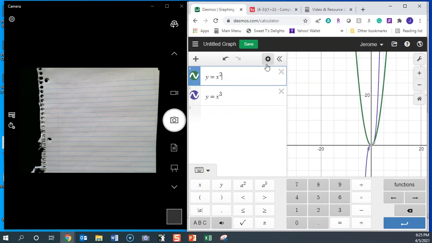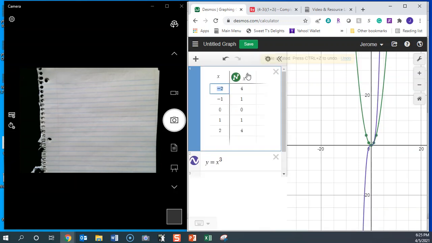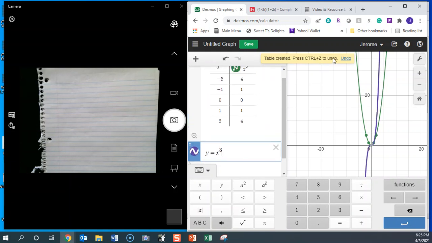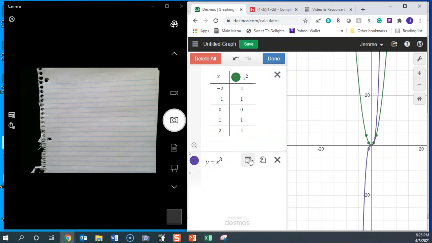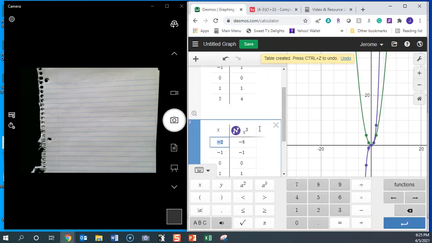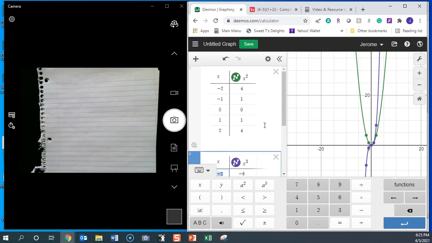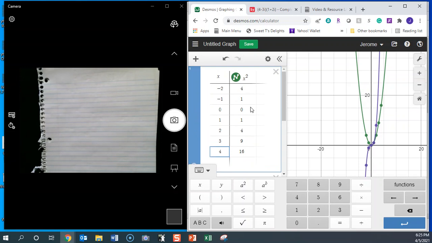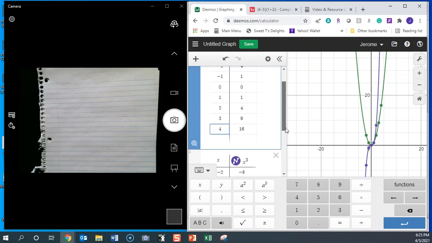Okay, once we get here, we can hit the wheel, we can hit a table. Now if you notice here, we have the same values for both, but we're more so concerned with all of the values that are greater than 1. So with the x squared, let's do about 2 more values. Let's do 3 and then 4. Now, if you notice from 1 to 4, 2 went to 4, 3 went to 9, 4 went to 16.